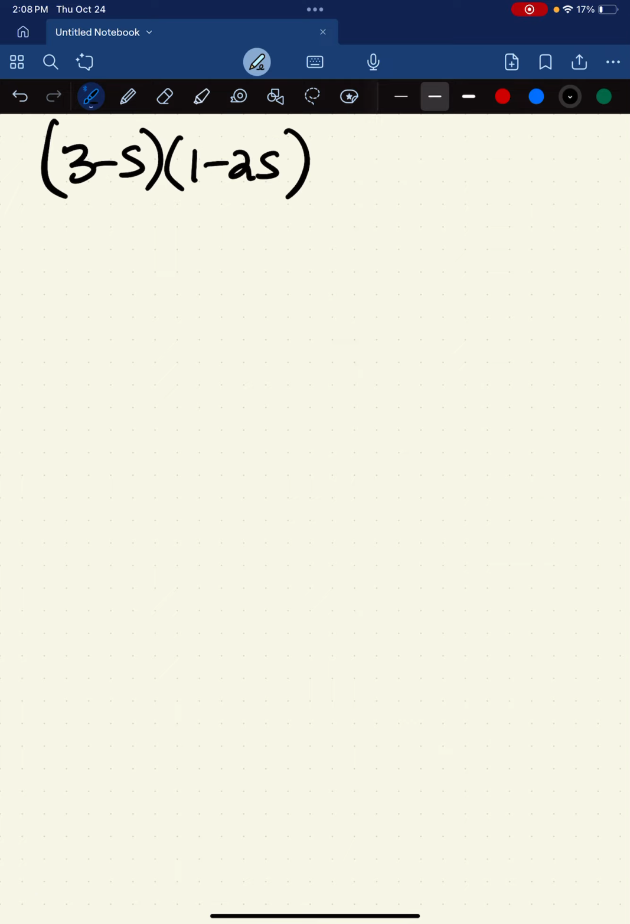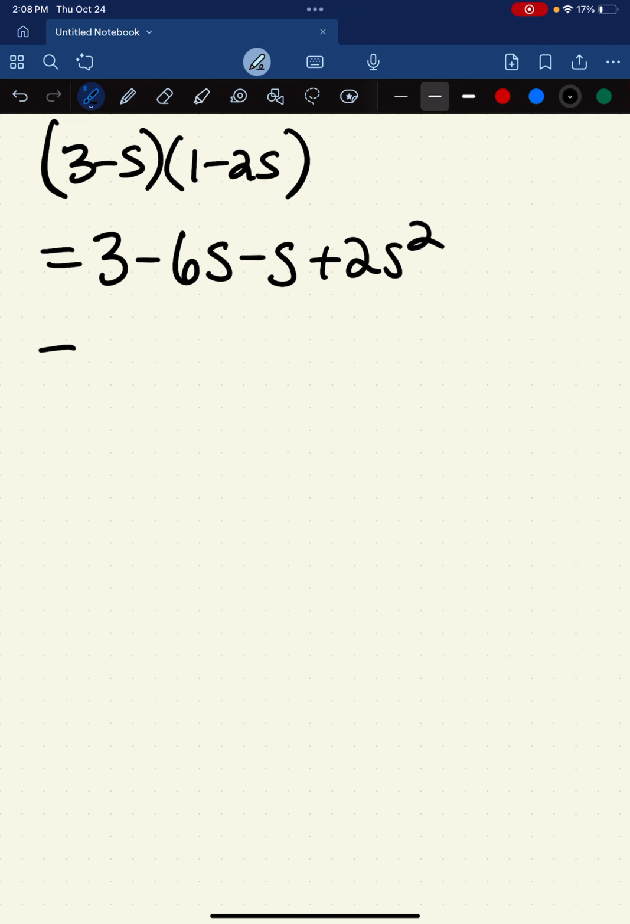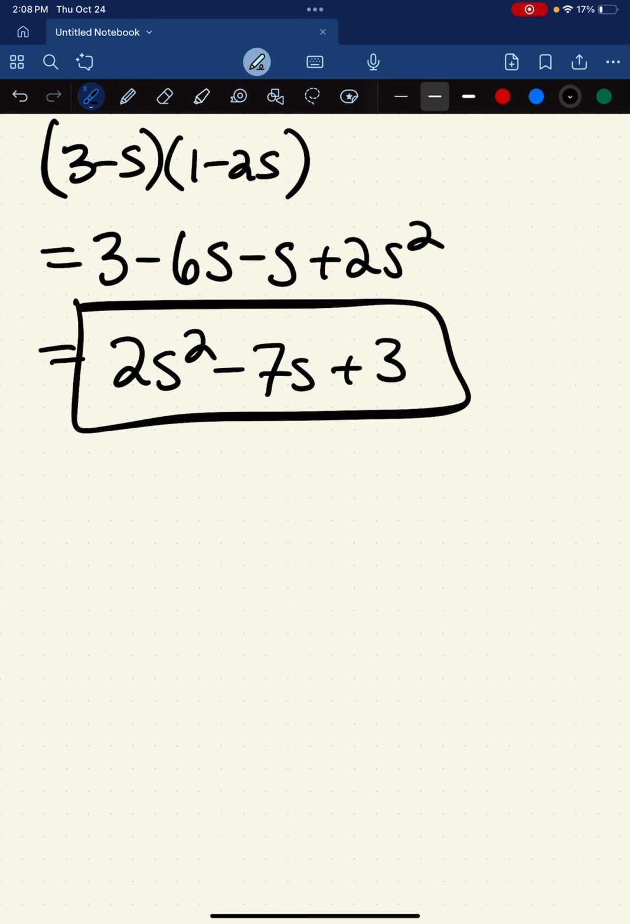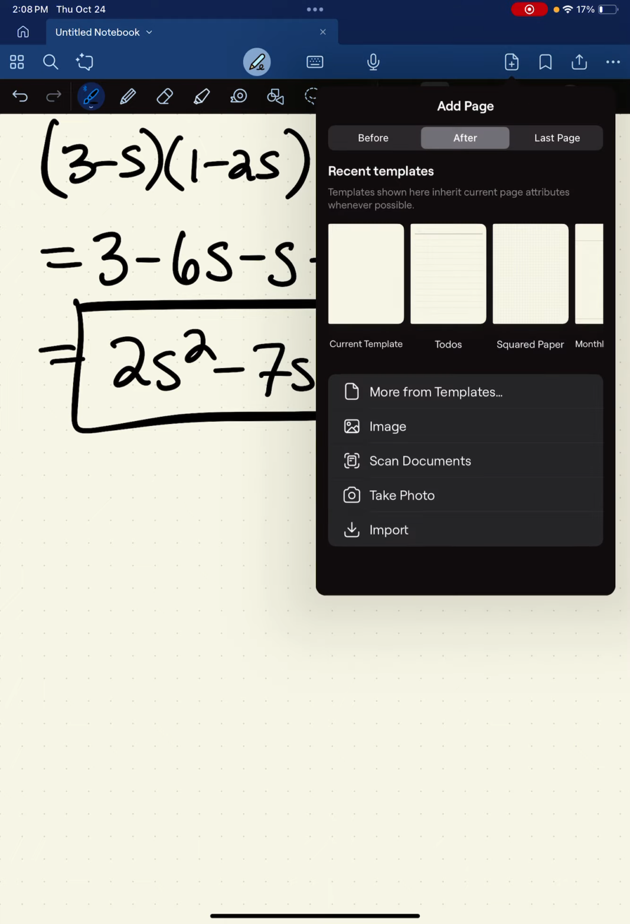3 minus s times 1 minus 2s. This is 3 minus 6s minus s plus 2s squared. Rewriting that, we get 2s squared minus 7s plus 3. I'll leave you to verify the details on that for whichever method you want to use.